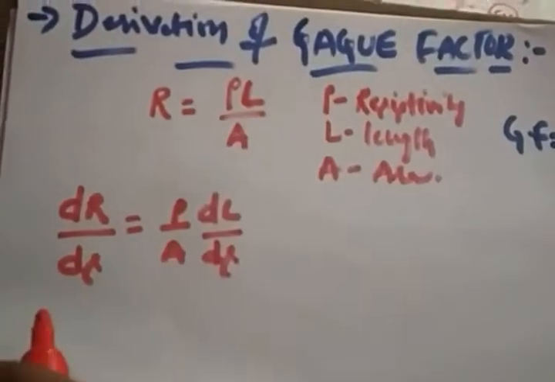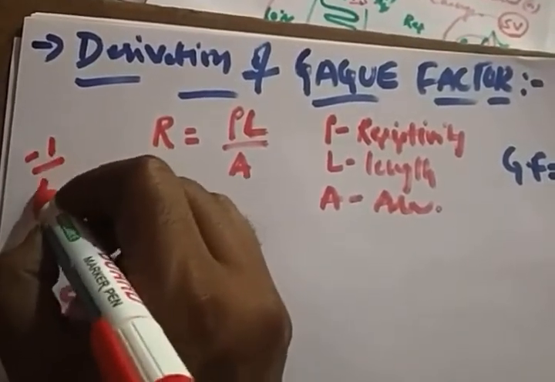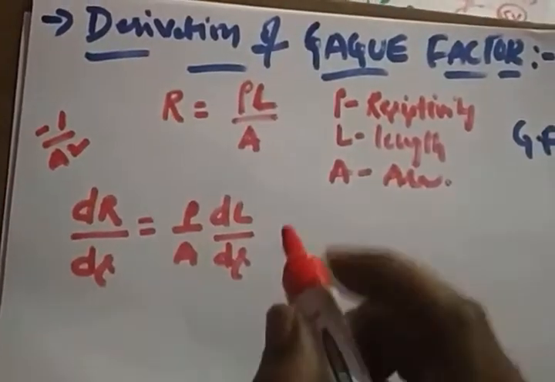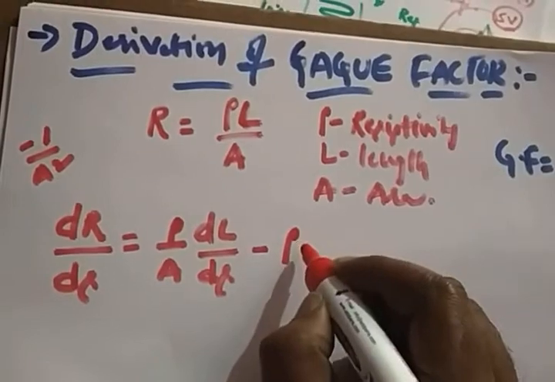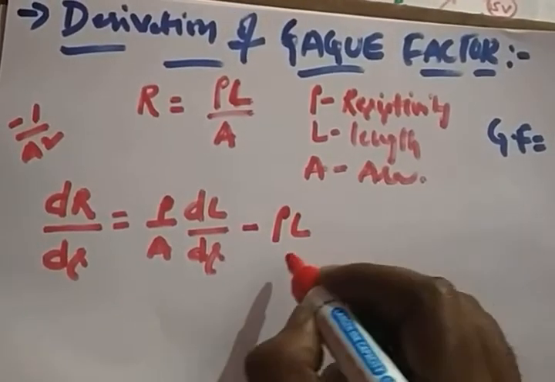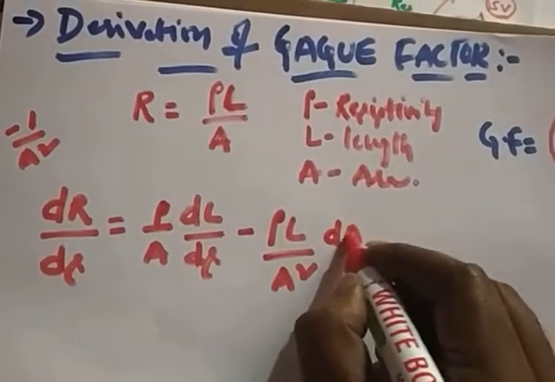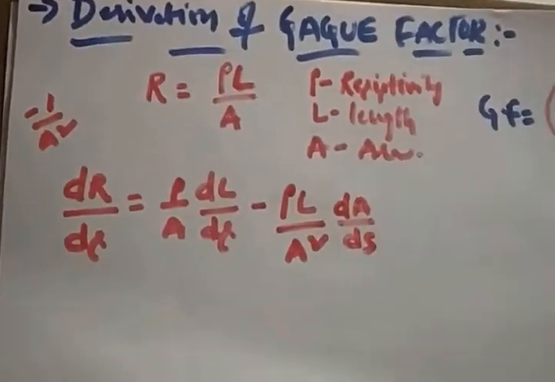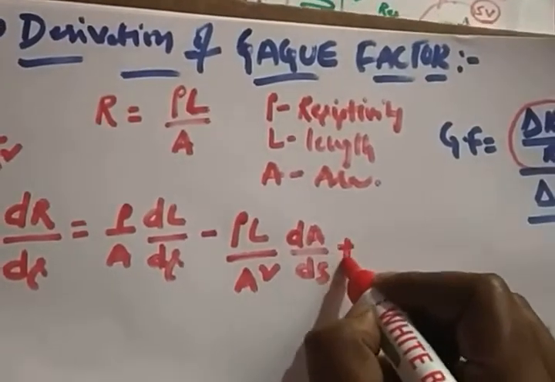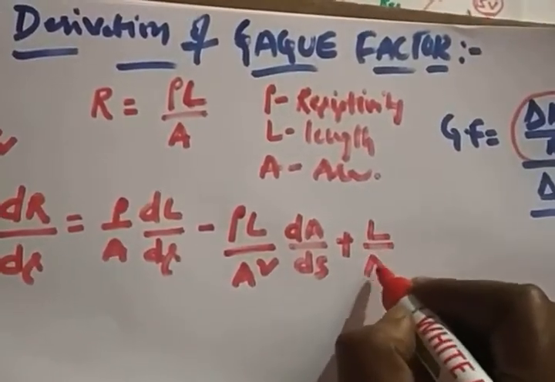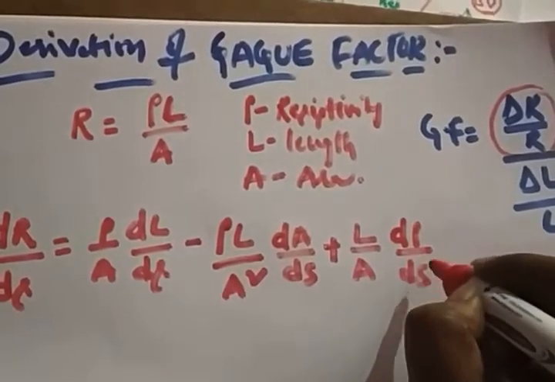Next we go for A. A appears as 1 by A. What is the differentiation of 1 by A? Minus 1 by A square. So you put minus rho L, which is a constant, by A square, dA by dS. Next is rho. With L by A constant, we get dou rho by dou S. Any doubts?